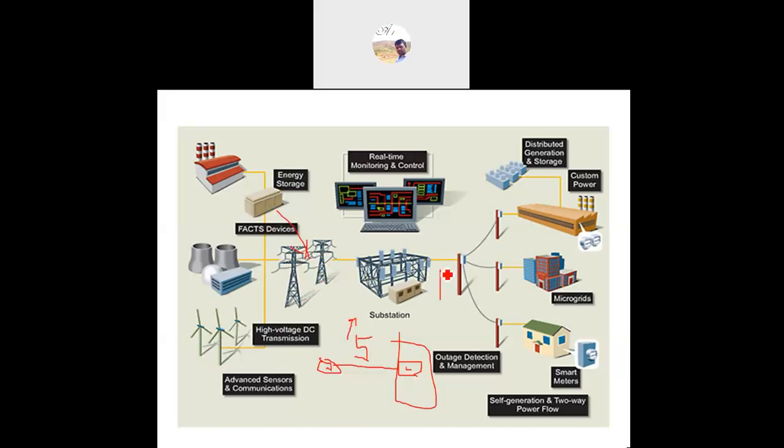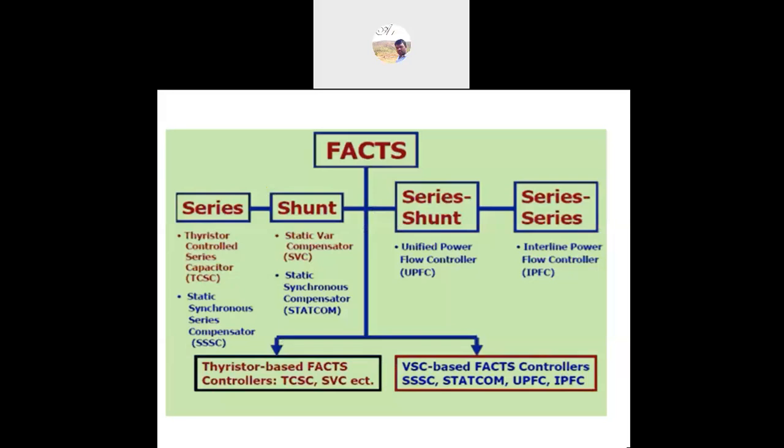That will be achieved by these FACTS devices. What do FACTS devices do? If there is any voltage drop in the transmission line, they simply inject voltage. If there is any current issue in the distribution, they simply inject current, that's it, simple. Here, how you control, either connecting in parallel with the transmission line or in series with the transmission line, based on that we have different types of FACTS devices.